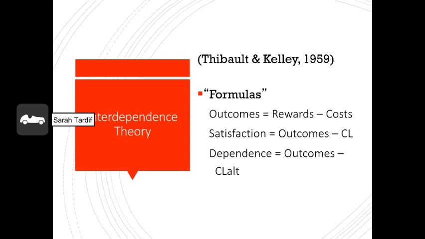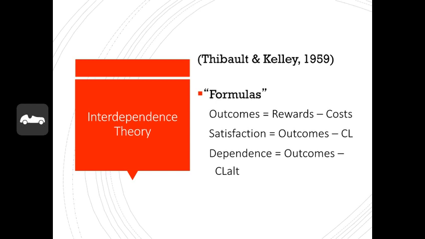So Thibault and Kelly suggest several of these formulas, a couple of these that we've seen. Outcomes equals rewards minus costs, and satisfaction is outcomes minus comparison level. And that our dependence on that relationship, our likelihood of staying in it, equals our outcomes minus our comparison level for alternatives. So it's very mathematical in how Thibault and Kelly talk about their theory.